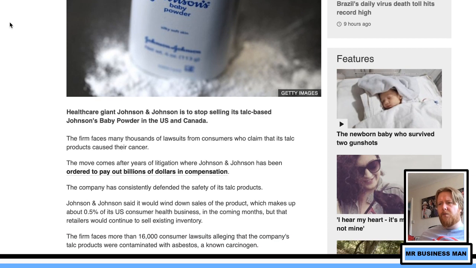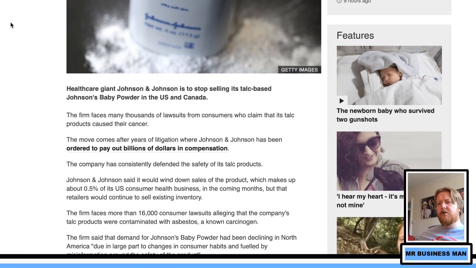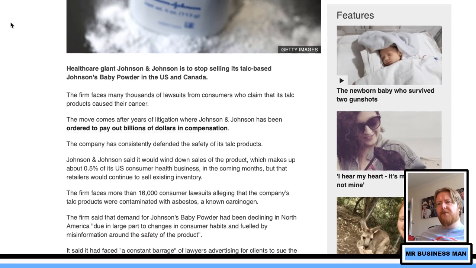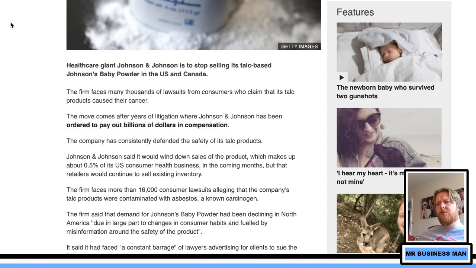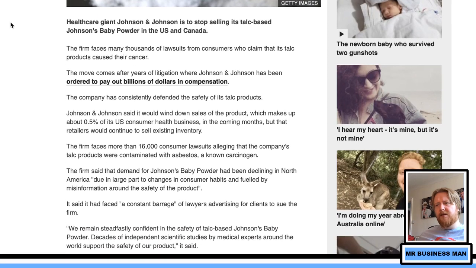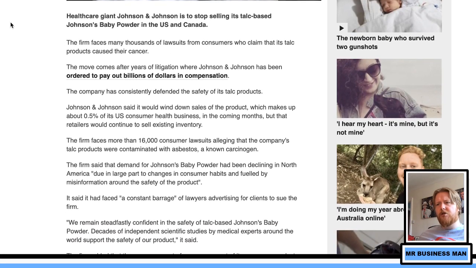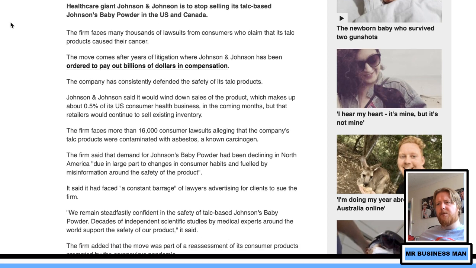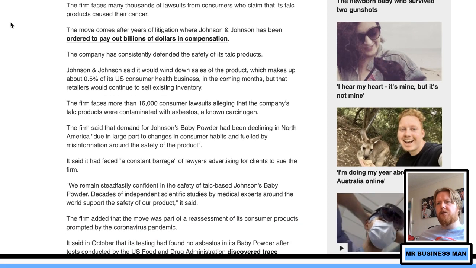Johnson & Johnson said that it would wind down sales of its product, which makes up about 0.5% of its consumer health business, in the coming months, but that retailers would continue to sell existing inventory. The firm faces more than 16,000 consumer lawsuits alleging that the company's talc products were contaminated with asbestos. The firm said demand has been declining in the North America due in large part to changes in consumer habits fueled by misinformation about the safety of the product. It said it's faced a large barrage of lawyers advertising for clients to sue the firm.